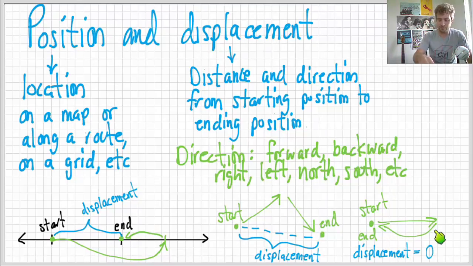Now if we defined another point along this path, then that would not be 0. The distance between the start and somewhere here in the middle, that would not be 0. But if we take it all the way to the end, the displacement is 0.